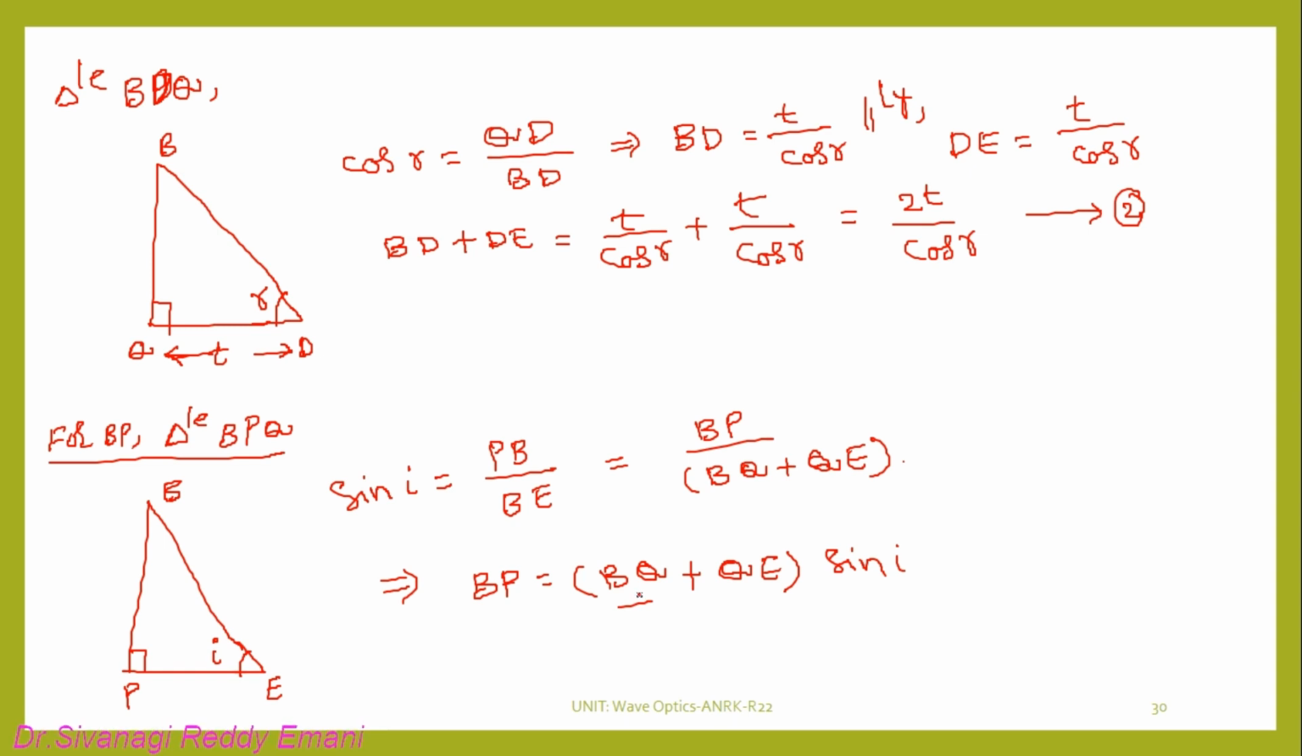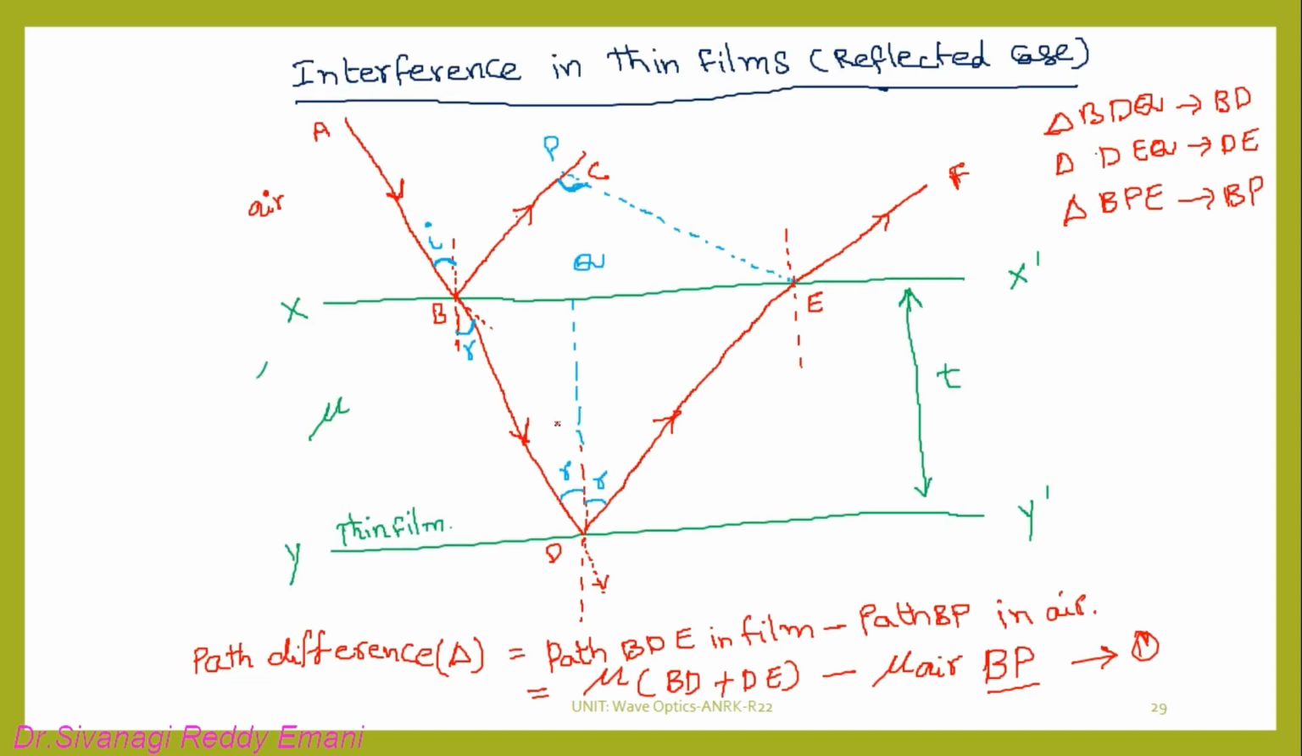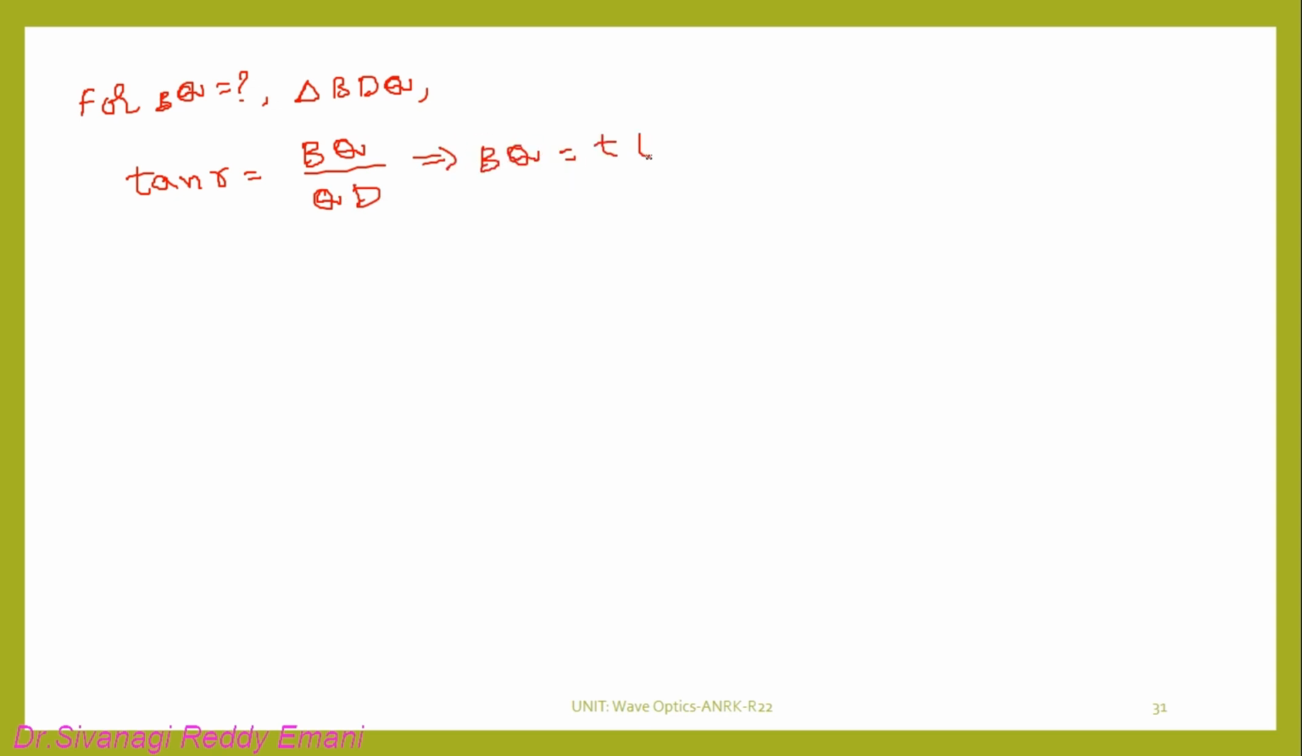So from where will we get PQ and QE? If we observe this diagram carefully, for PQ and QE we have to use BDQ and QDE. Those two triangles we will use. For PQ, in order to get it, we will use triangle BDQ. In triangle BDQ, we will calculate tan R. So tan R will give BQ by QD. That is, BQ we will get as t tan R.